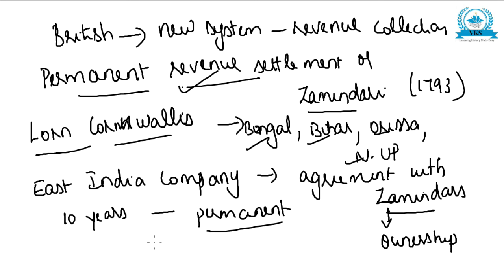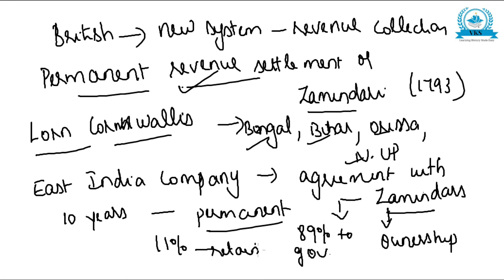which they cultivated. And the Zamindars, according to this system, had to pay 89% to the government and retain the remaining 11% out of the total revenue collected. So 89% to the government and the balance 11% the Zamindars can retain. So this was the permanent revenue settlement. It was introduced by Lord Cornwallis in 1793 in Bengal, Bihar, Orissa and northern UP.